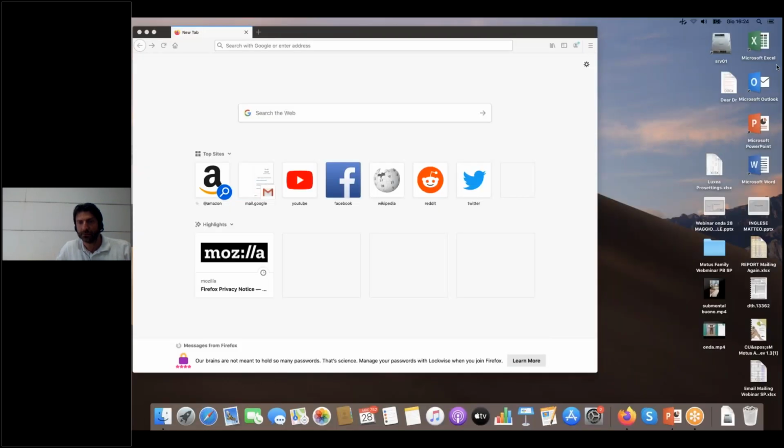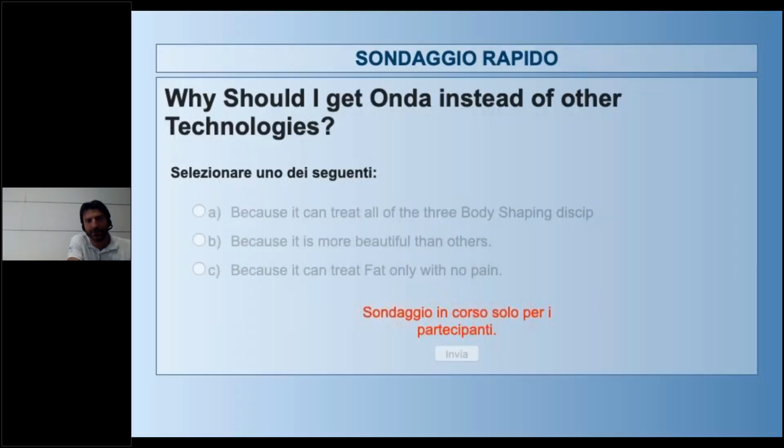And then the last question before we finish the webinar today. Why should I get Onda instead of other technologies? Because it can treat all of the three body shaping disciplines, fat, skin laxity, and cellulite. Because it's more beautiful than others, maybe. Because it can treat fat only with no pain. And the result is the first one, because it can treat all of the three body shaping disciplines. Congratulations, you all.